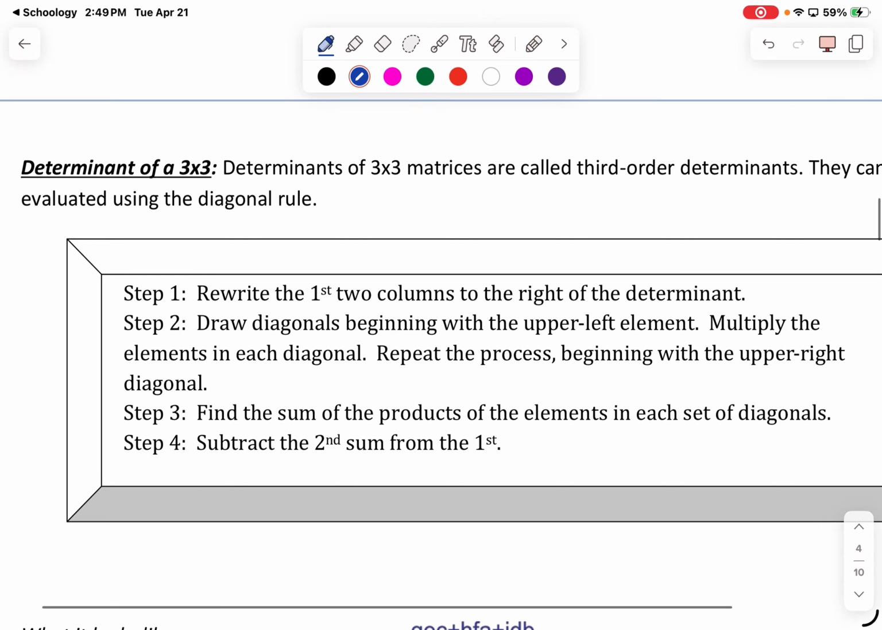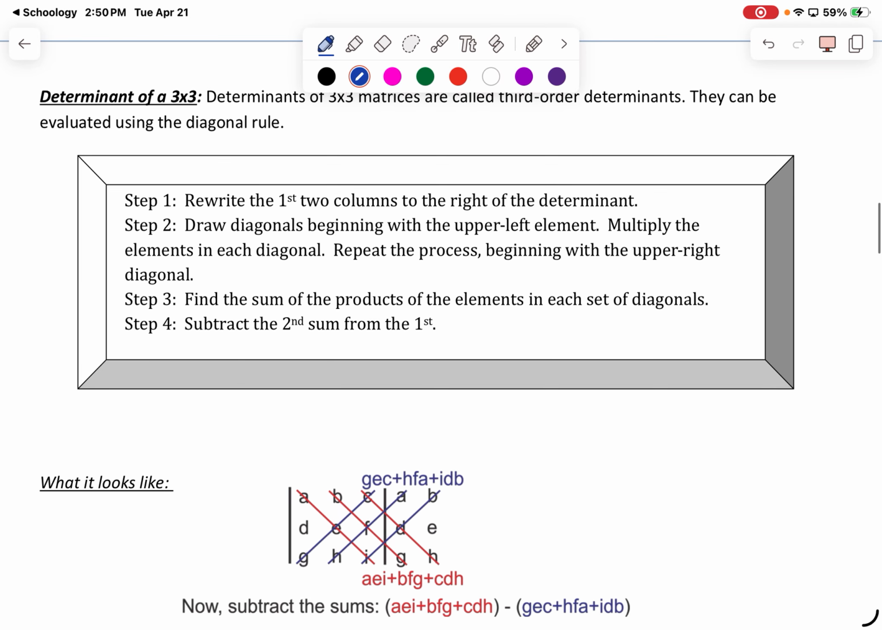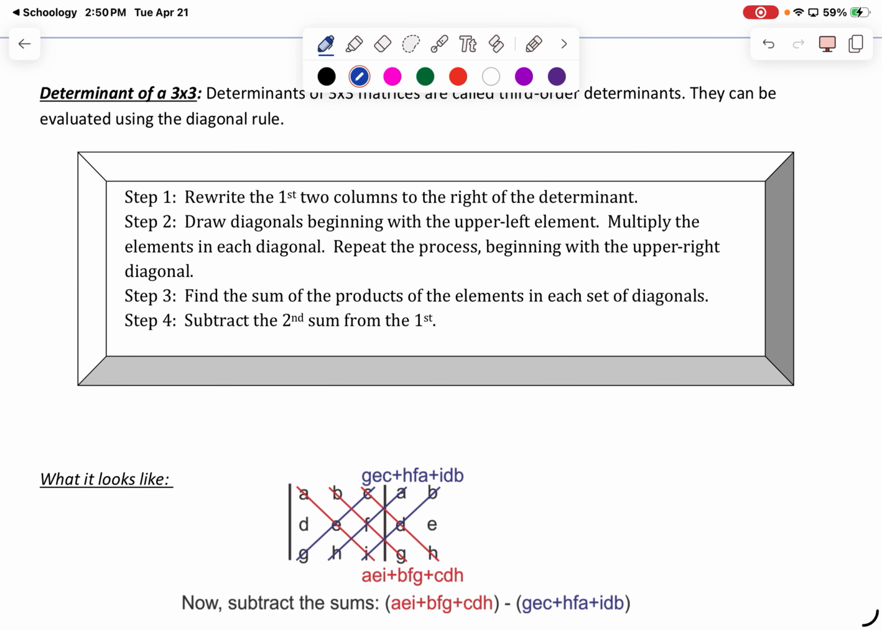All right, so next, let's look at the determinant of a 3 by 3 matrix. So these are called third order determinants, and they can be evaluated using the diagonal rule. So these are the steps right here. If you have a matrix A, B, C, D, E, F, G, H, I, written as a matrix, that just says find the determinant of, but it has 9 entries, right? A, B, C, D, E, F, G, H, I, 3 by 3.